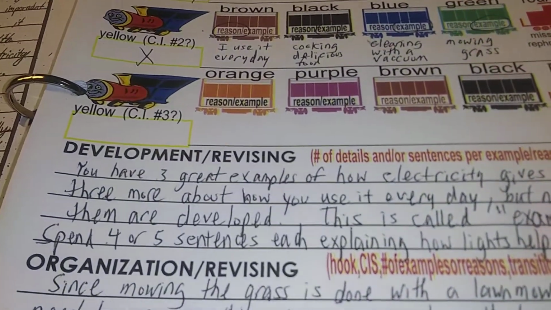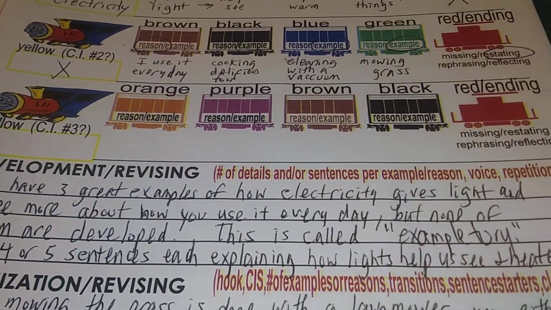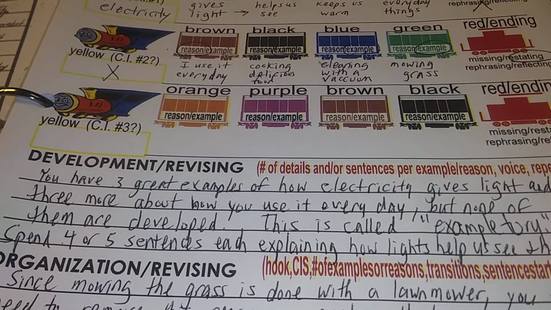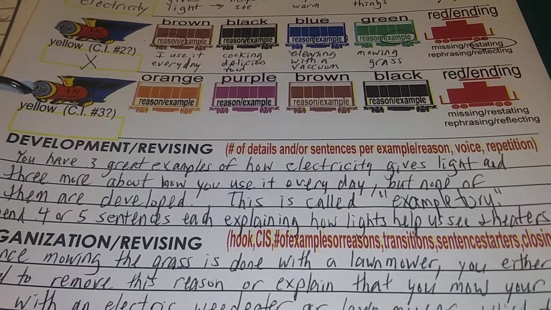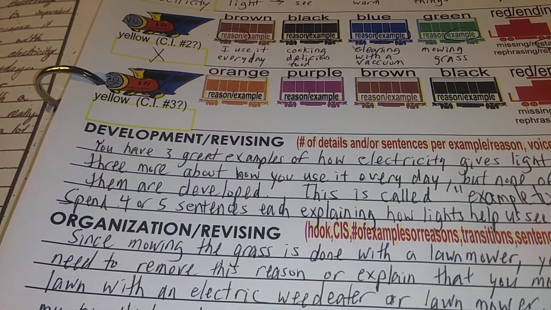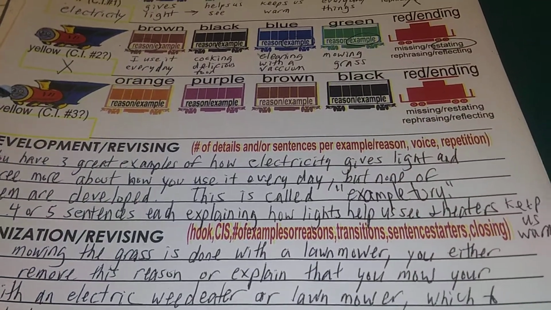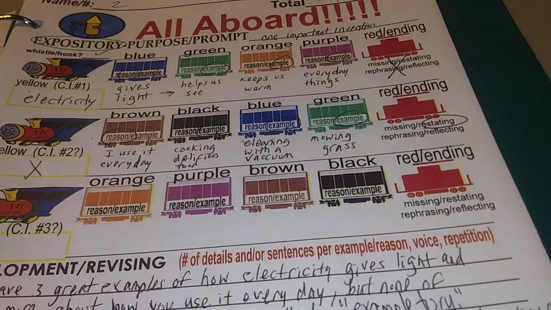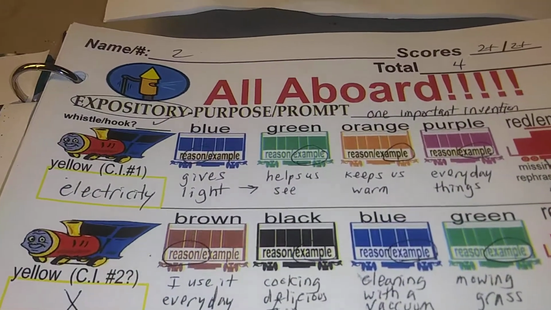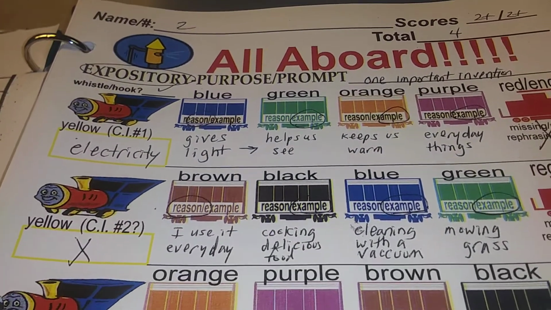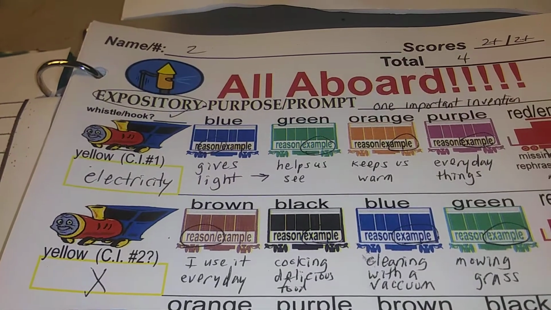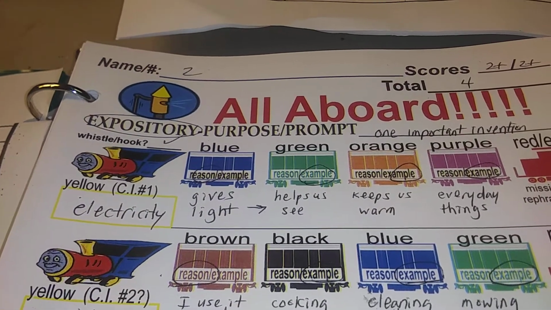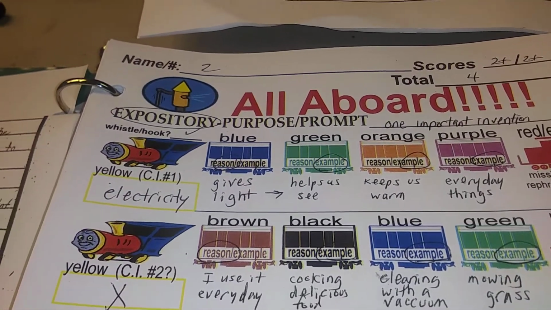So let me look at my feedback. It says, you have 3 great examples of how electricity gives light and 3 more about how you use it every day, but none of them are developed. This is called exampletory. Spend 4 or 5 sentences each explaining how lights help us see and how heaters can keep us warm. I would just zoom in on those first ones, since the other ones take it a different direction. Well, let's zoom in on, we use lights a lot and we eat every day, so I would probably say, since those are the easiest, focus on that.